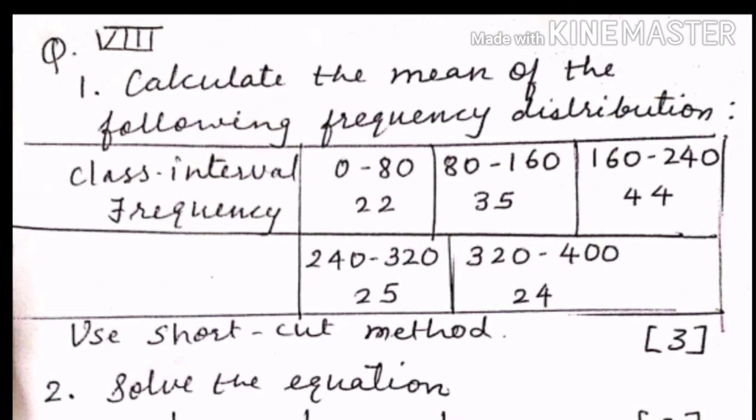In all this also you have to write first class intervals, frequency, then x. What is x again? Class mark. And then you will take assumed mean from it, and then you find the deviation, and then you solve using your formula of shortcut method. You will get your mean. Calculate the mean. This is a 3 marks question. If you find it correctly, you will get the full marks.